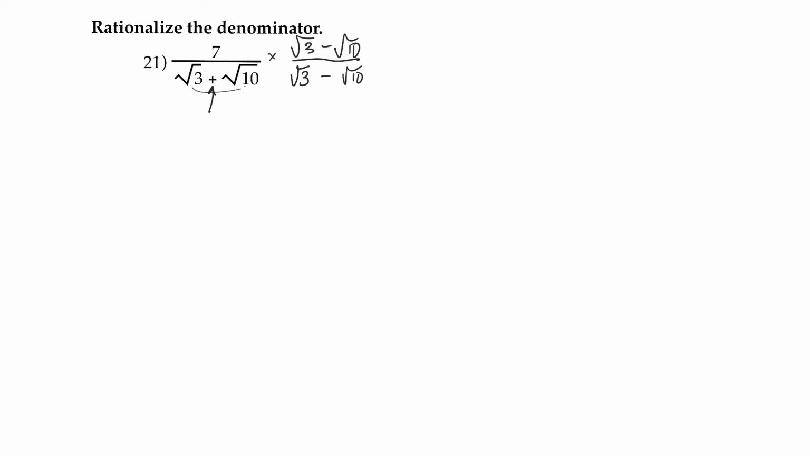And it's just a trick that we use because when you multiply now, the bottoms, that'll cancel out all the radicals. Let's just try it then.